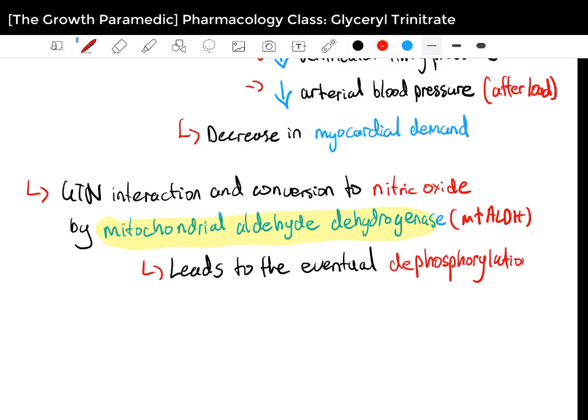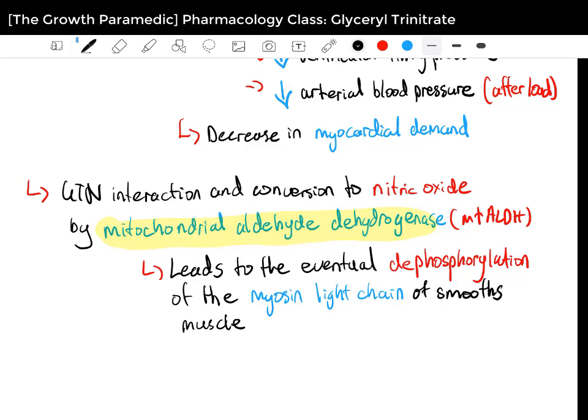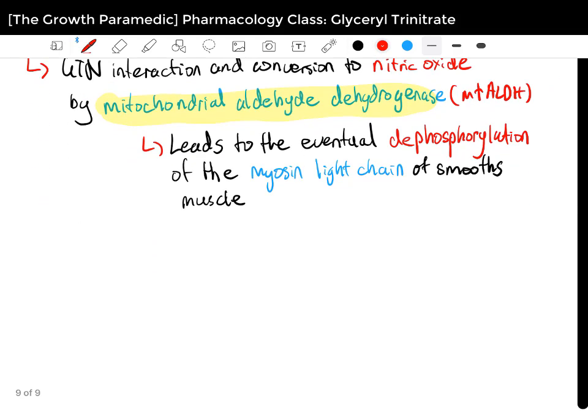dephosphorylation of the myosin light chain of smooth muscle or smooth muscles. So it's a chain by chain reaction here, and it is this, let's go down a bit more. So following from that, it is this chain reaction, or it is this dephosphorylation. So the key word here, dephosphorylation.